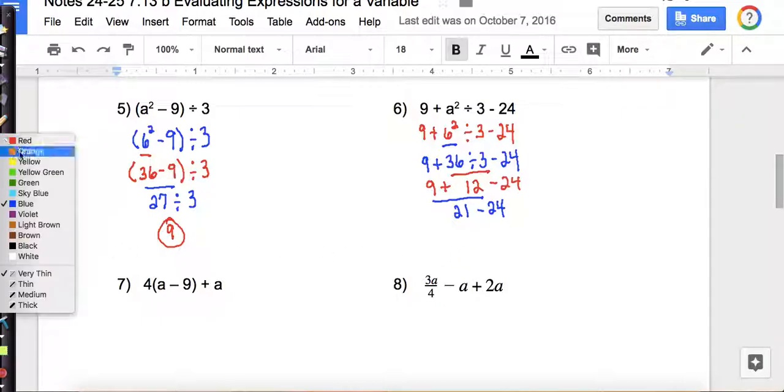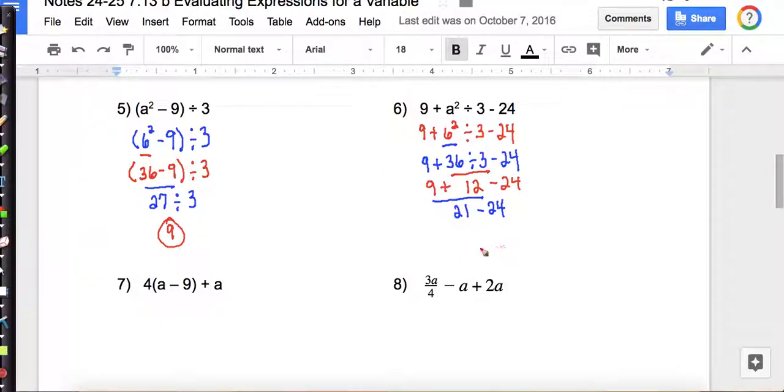And of course, 21 minus 24 is negative 3, because remember, if you have $21, I cannot take away 24 from you, so you would owe me $3. So that's how I get negative 3. Okay, let's move on to number 7.